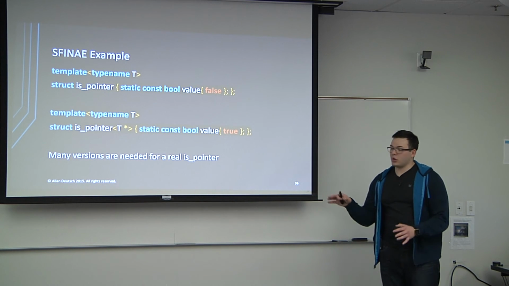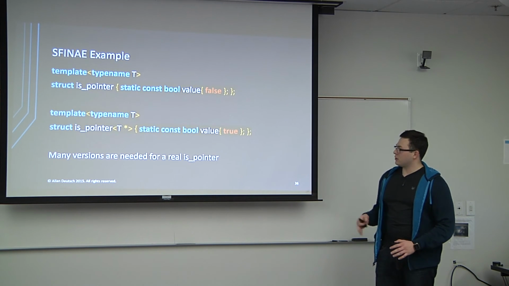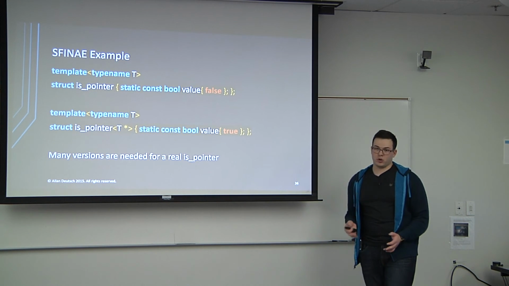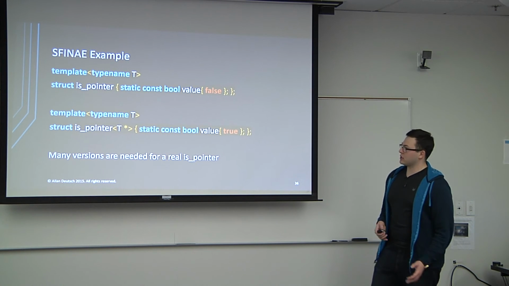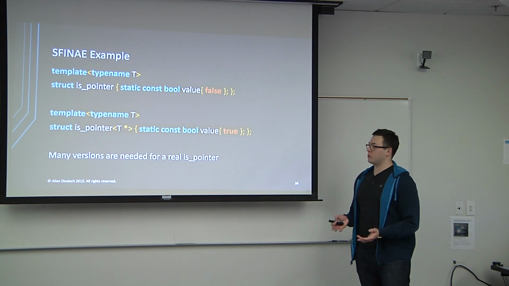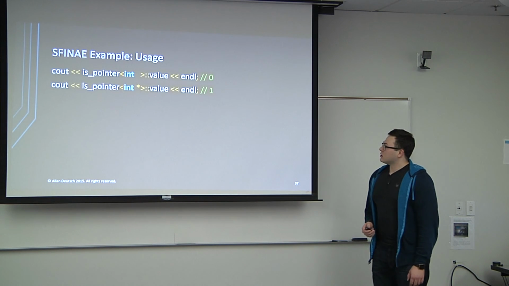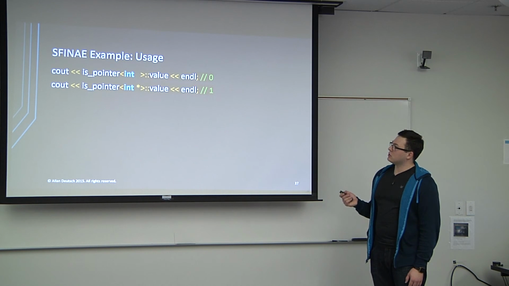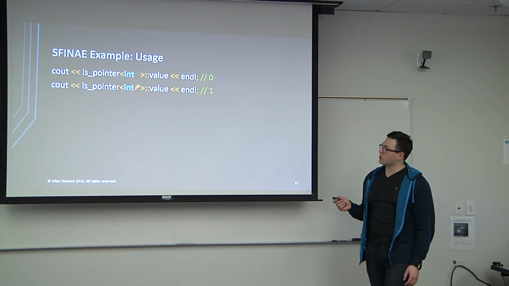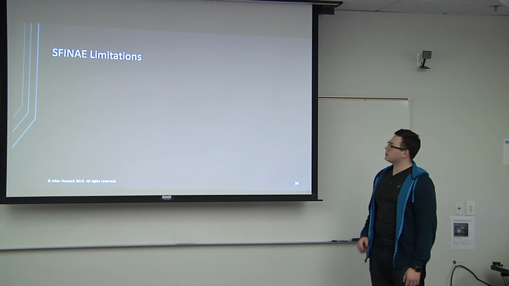For a real isPointer implementation, you'd need more versions than this, because there's more types of pointers, like for example a unique pointer or a shared pointer. If you want to support those, then you would have to have other versions. But the basic idea is it has some sort of information about the template parameter that you can use. So for example, isPointer for int value is false. For int pointer, it's true. Right? So you can use this to do lots of cool things.